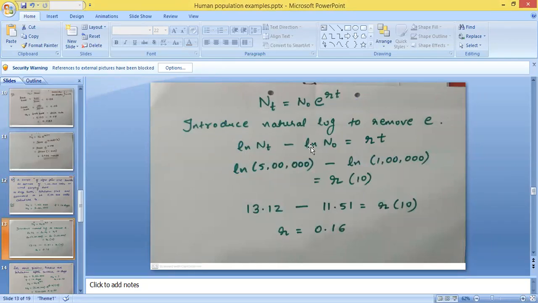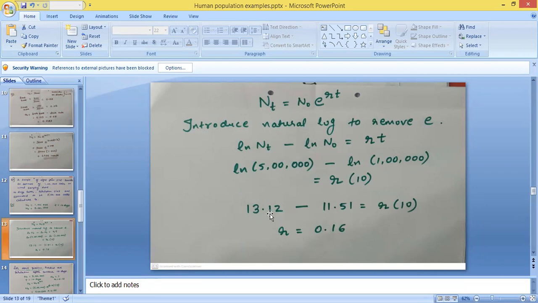So technically, what happens is what I have written over here. So log of 5 lakh minus 1 lakh is equal to r into t. So this is how we are getting the final value of r.